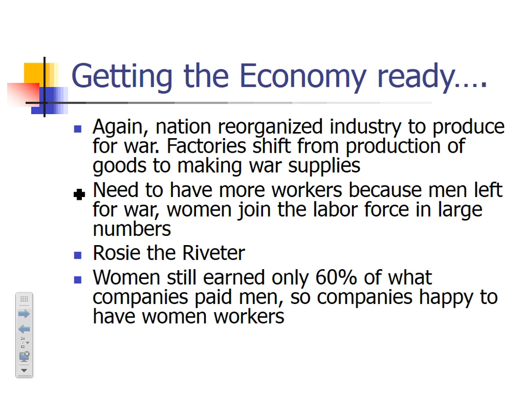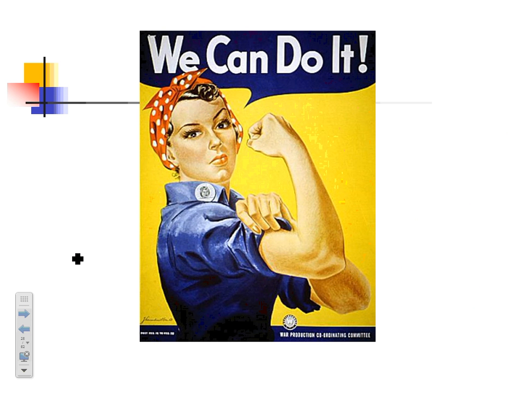And women are earning 60% of what companies paid men. So companies are happy to hire women because it's cheaper labor and they're making record profits. Women don't care because I'm helping my husband out and now I'm getting a paycheck. Rosie the Riveter is the big propaganda that you see come out of this, telling women, come on, let's tie up our hair. We can do it. We can go and serve a role in World War II. We can help our men out. We are just as important.